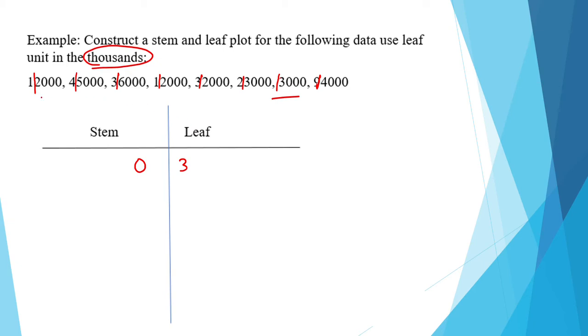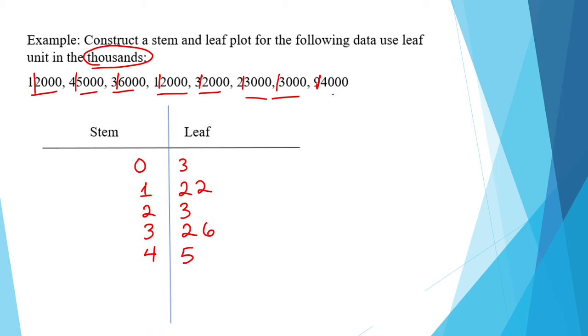The next smallest number is 12,000, and we have it repeated twice. I'll write it as a 1 and a 2 for 12,000, and another 2 since we have two 12,000s. The next number that we need to put on our stem and leaf is 23,000, and we'll put a 2 and a 3 for the leaf. We can continue the process. 32,000 is represented by a 3 and a 2. 36,000, we're just going to add an additional 6 for the leaf. Now we have 45,000, which is represented by 4 and a 5.